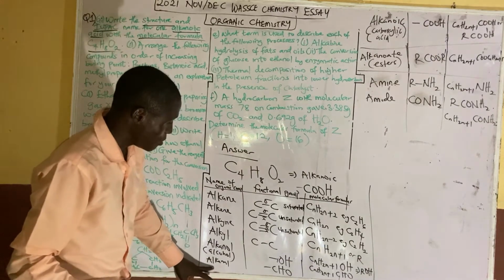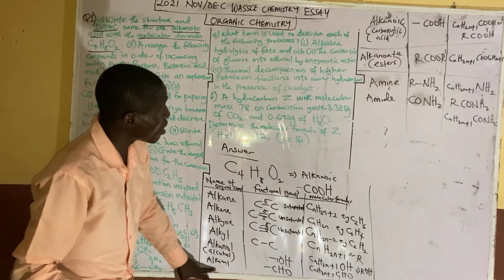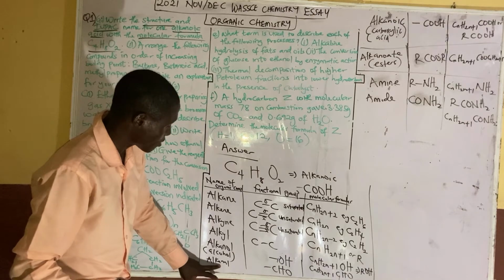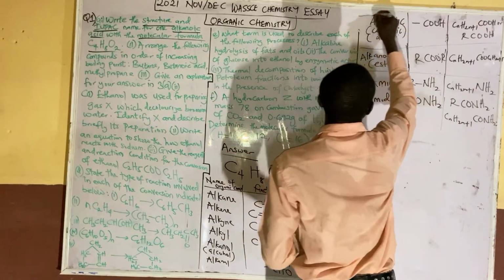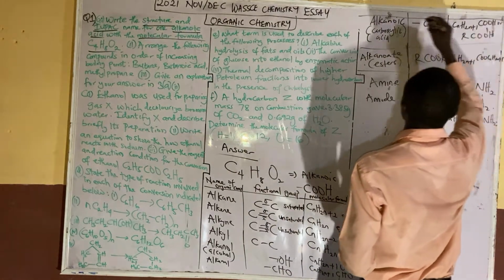Now there's something I omitted here. There's one that I ought to have written here. After alkanoate, we have something we call ketone. Alkanone, I'll write it here.